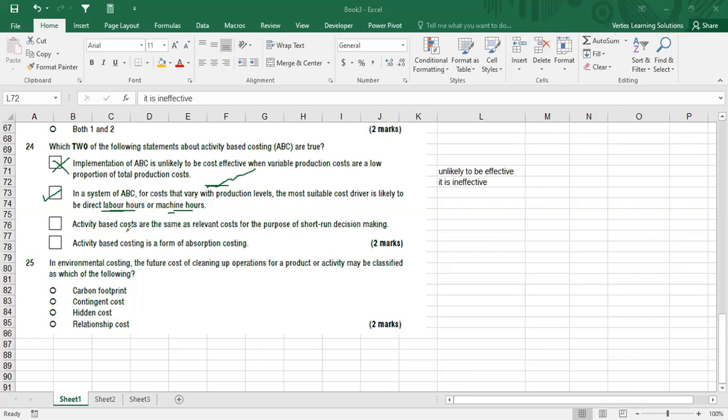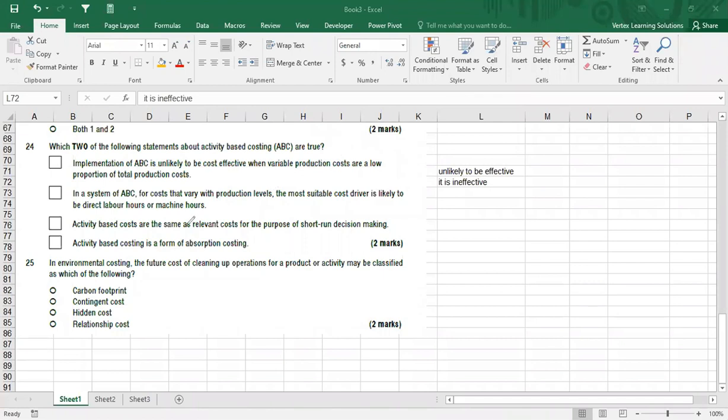Then it says activity-based costing is the same as relevant cost. No, absolutely not. Relevant cost is an entirely different thing. I don't need to even read it fully. Activity-based costing is a form of absorption costing. Yes, that is true. This is where we started every lecture for ABC, that it is an advanced form of absorption costing. So this is true and this is true.